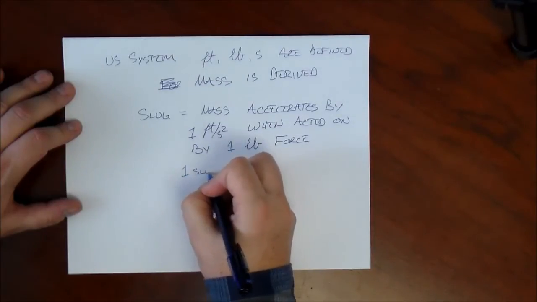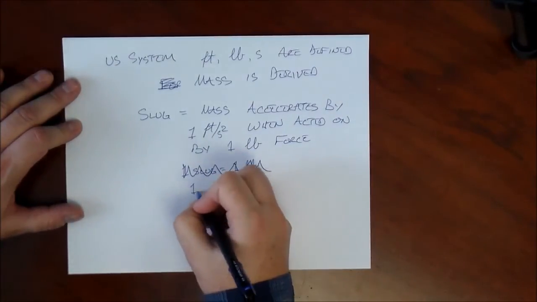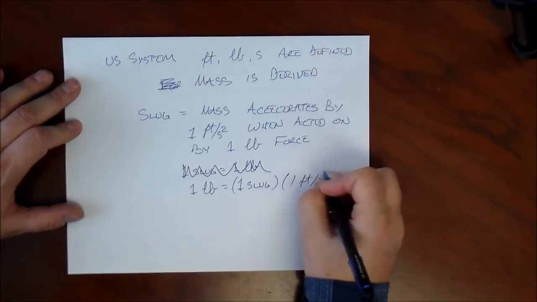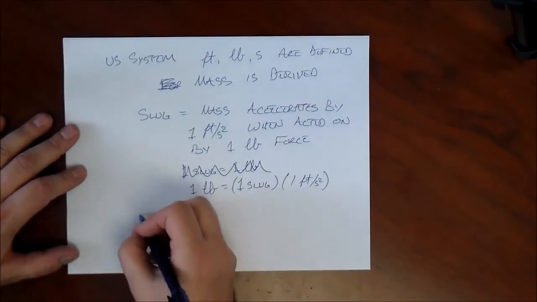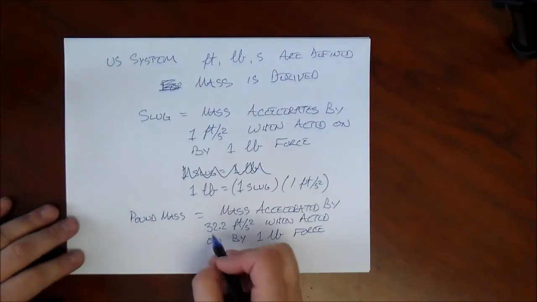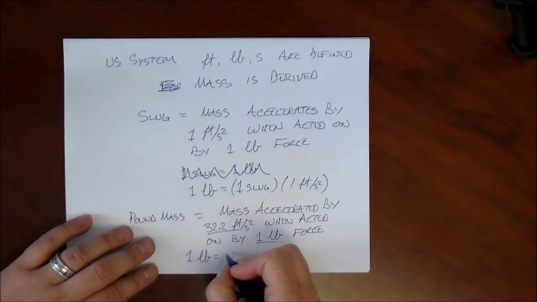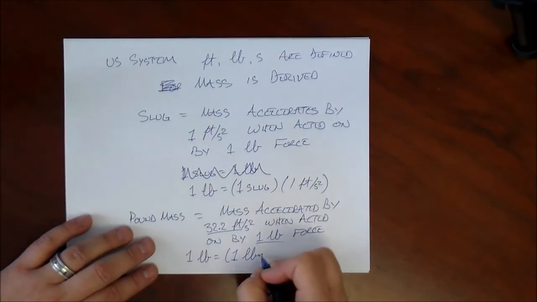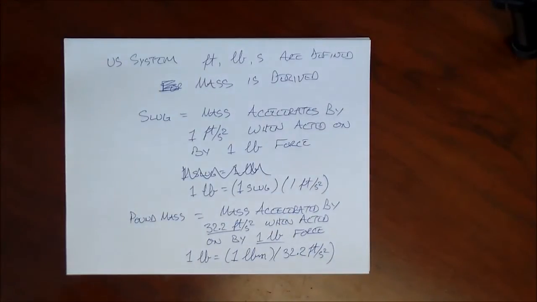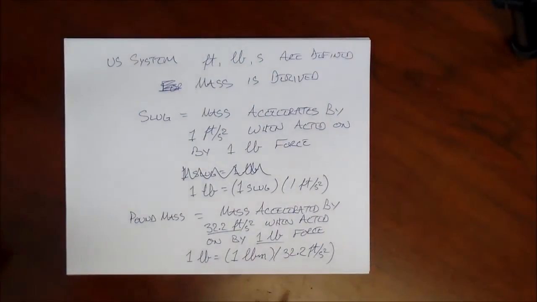So I can say that 1 pound equals 1 slug times 1 foot per second squared. We also have the pound mass. Pound mass is the mass that's accelerated by 32.2 feet per second squared when acted upon by a 1 pound force. So 1 pound equals 1 pound mass times 32.2. So those are the units that we use when dealing with Newton's second law and kinetics.